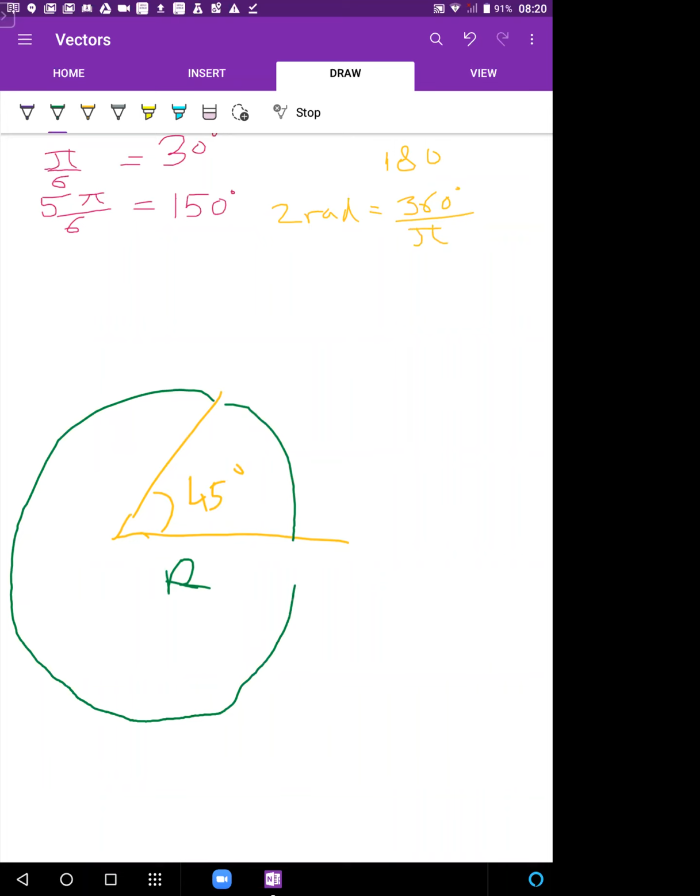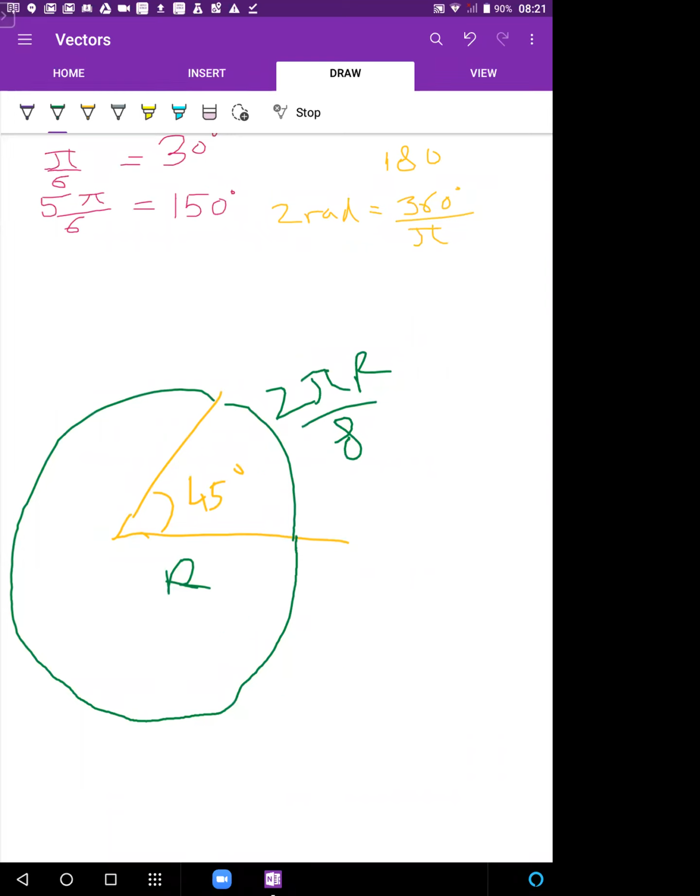Okay, so this 45 degrees is 1/8 of 360 degrees. 360 by 8 is 45. So if the total length is 2 pi r, this length becomes 2 pi r by 8.